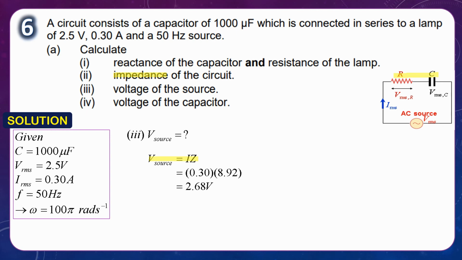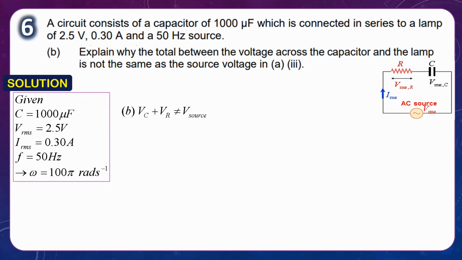To calculate the voltage of the capacitor, we just use the direct equation, which is Vc equal to I Xc, and Xc we have calculated earlier also. We just substitute in the equation, so we get the answer for Vc, which is equal to 0.95 volt.